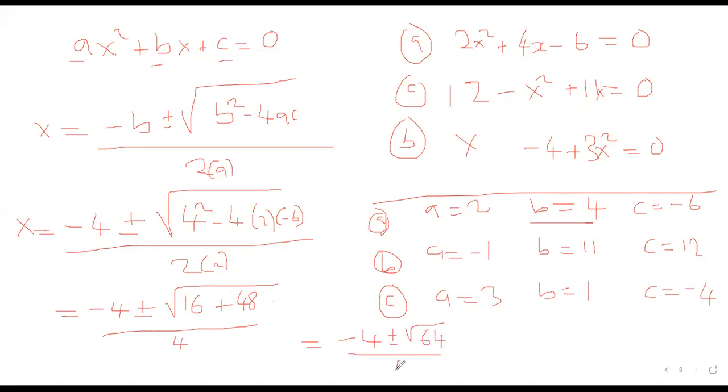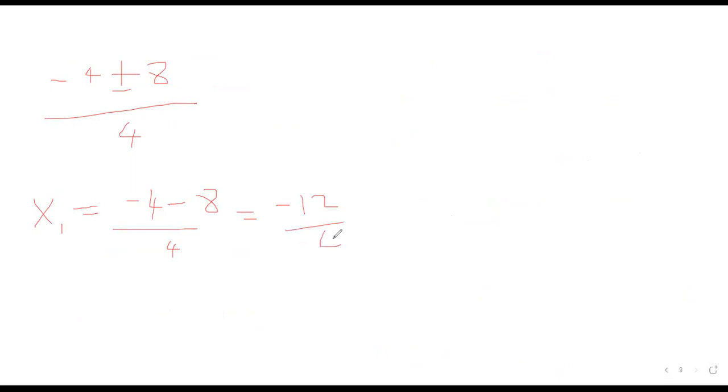And the square root of 64, what do we get? 8. So here we have minus 4 plus minus 8 over 4. So the first value of x, you can go to the subtraction if you want. Minus 4 minus 8 over 4. So here we have minus 12 over 4, which is minus 3.